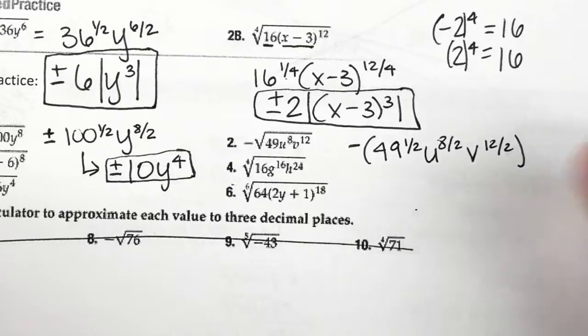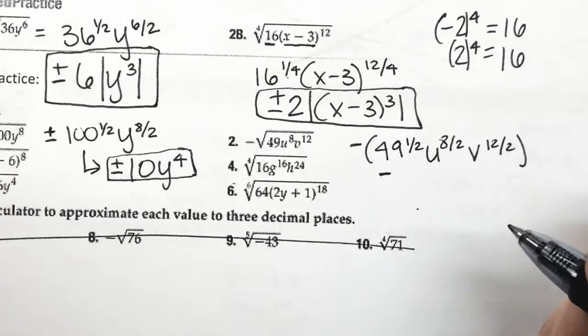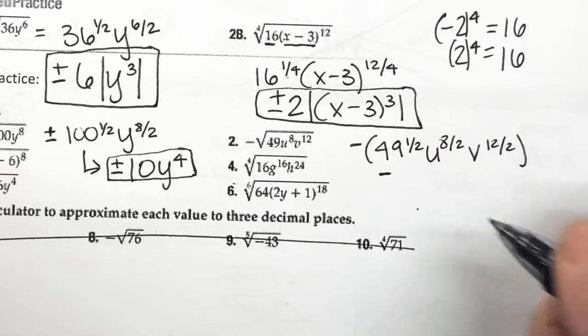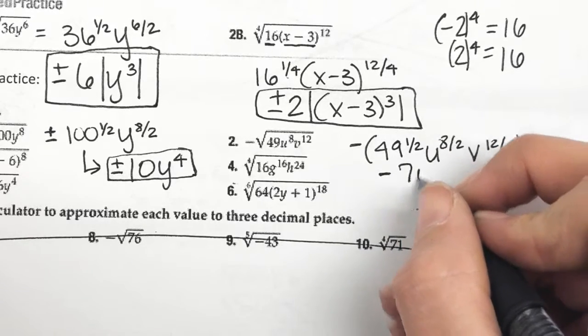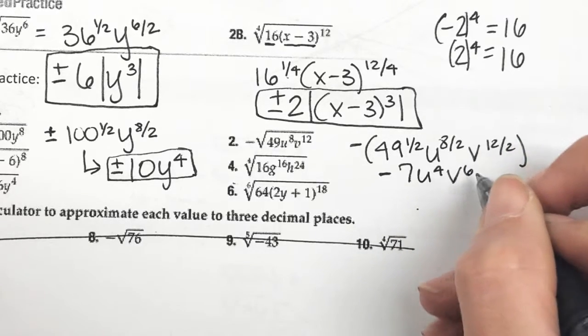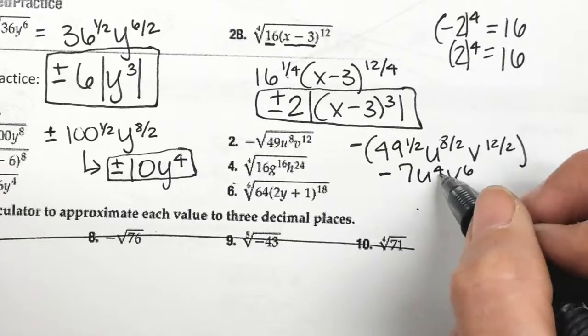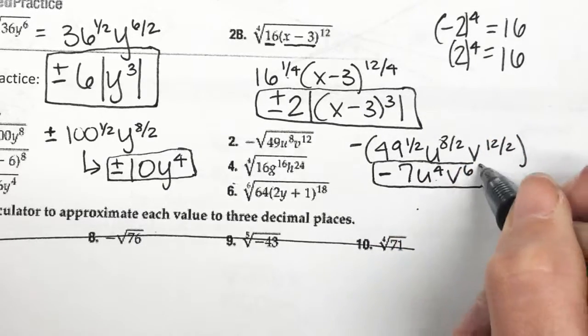Alright, like I said, we don't have to worry about the sign. We just bring this down. 49 to the 1/2 power? Good. U to the 8 over 2? And v to the 12 over 2? Do I need any absolute value bars? No, because both of these powers are even. That's it.